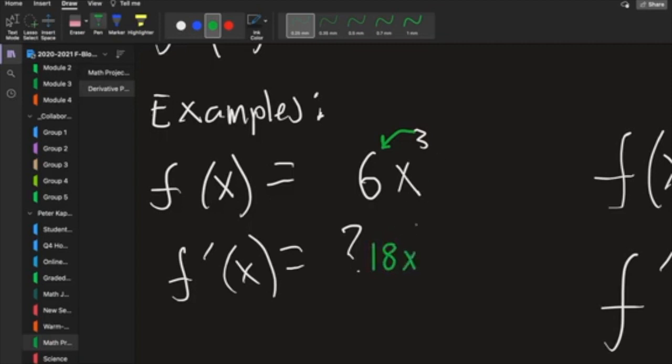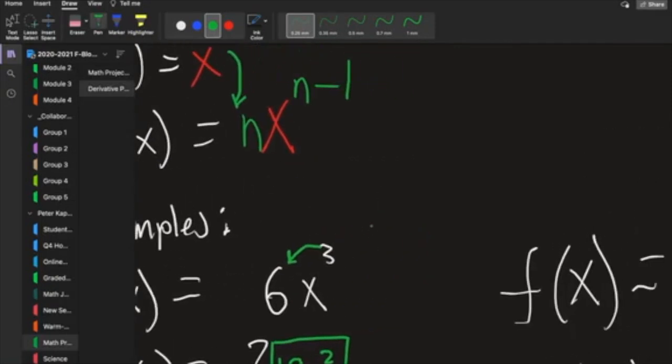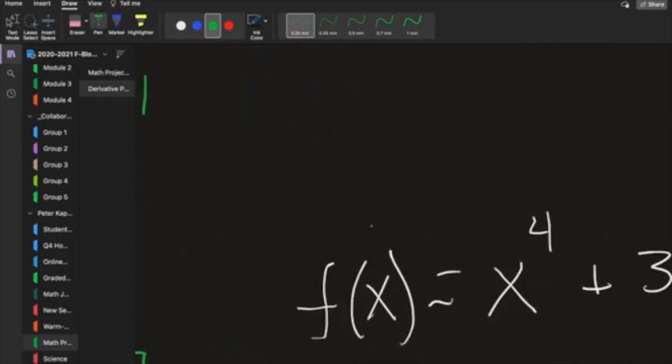And then what's 3 minus 1? 2. So that's going to be our f prime of that function. So say we want to find something that's a little bit harder. Maybe challenge ourselves a little bit more.